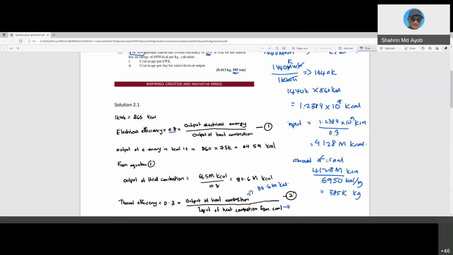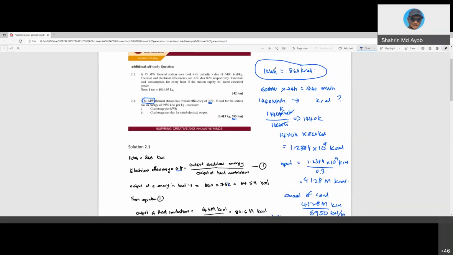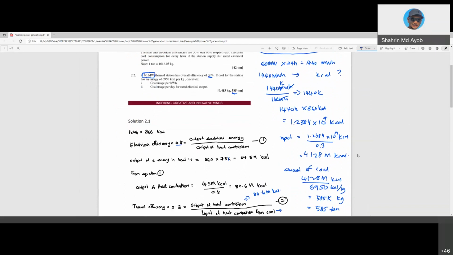Kilograms. Okay, so we want to avoid 585K, so that's why we just put 585 ton, because 1 kilogram is equals to 1 ton. Okay, thank you very much for your friends, itulah yang bantu ni. I hope you understand this one, how and so on. Okay, I think we stop here.